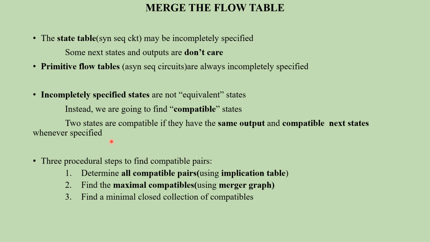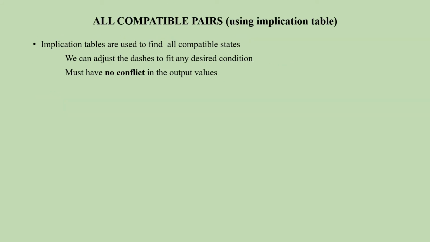So what are the 3 procedural steps to find those compatible pairs? Determine all compatible pairs using an implication table. Find the maximal compatibles using the merger graph, and find a minimal closed collection of compatibles. So this is the procedure. We'll go one by one.